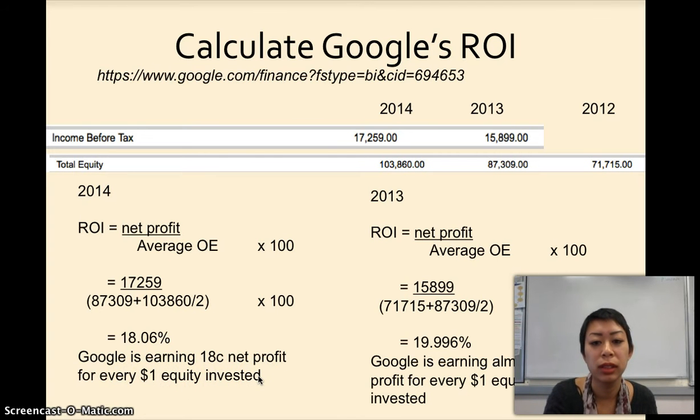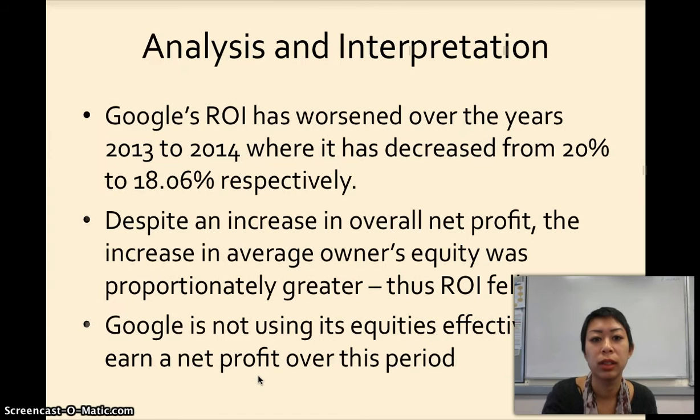So what does this mean? Google's ROI has actually worsened over the years, where it's decreased from 20% to 18.06% respectively, despite there being an increase in overall net profit. Now this is the interesting part. Net profit had increased over the 2 years, but the increase in average owner's equity was greater. Therefore, overall, return on owner's investment fell. So therefore, Google is not using its equity effectively to earn a net profit over the period.